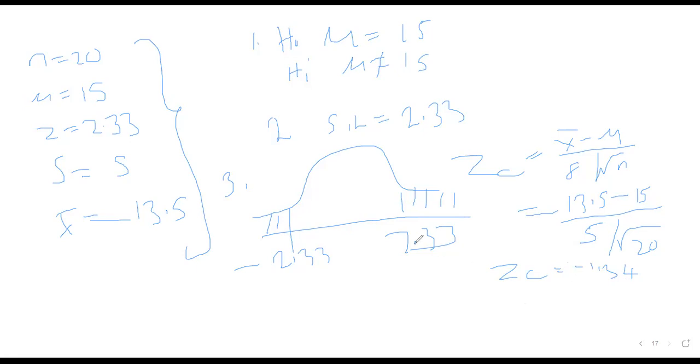It's in the unshaded area before 2.33. So what is our conclusion? We fail to reject, or we accept. So at a significance level of 2%, we fail to reject.